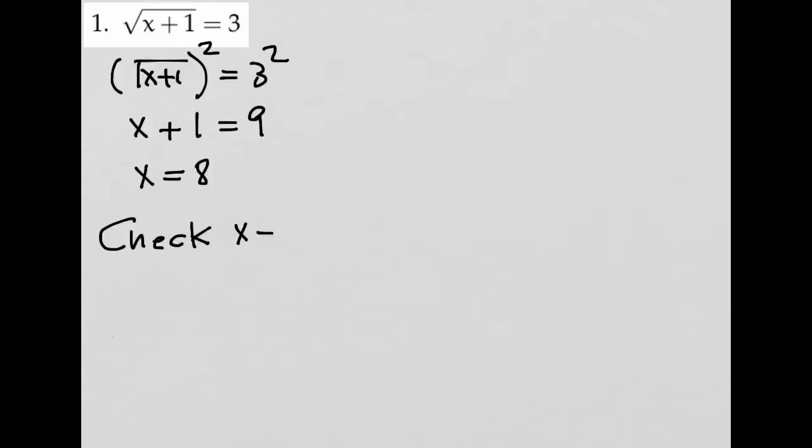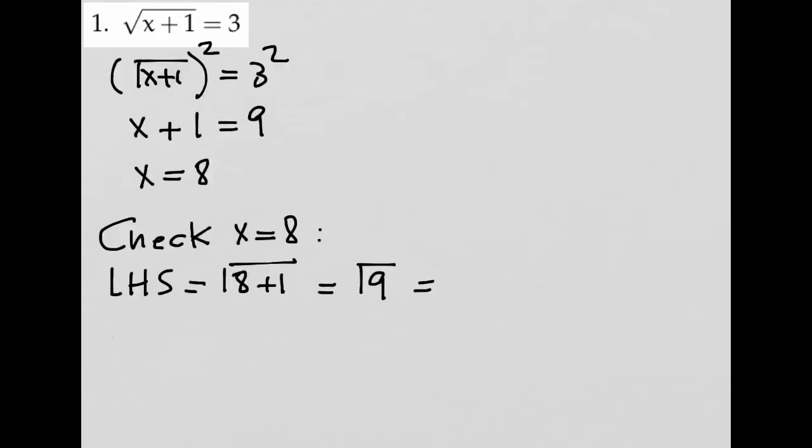Let's check whether x equals 8 is a solution to square root of x plus 1 equals 3. If we plug in x equals 8 on the left-hand side of our original equation, we get that the left-hand side is square root of 8 plus 1. That's square root of 9. That's equal to 3. And that's equal to the right-hand side. So x equals 8 is indeed the solution of square root of x plus 1 equals 3.